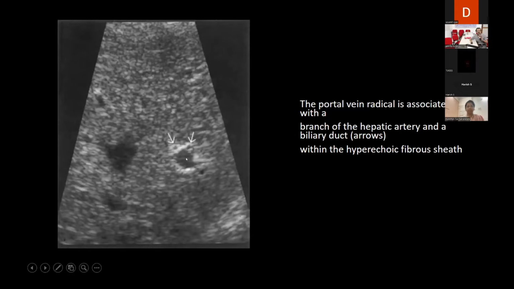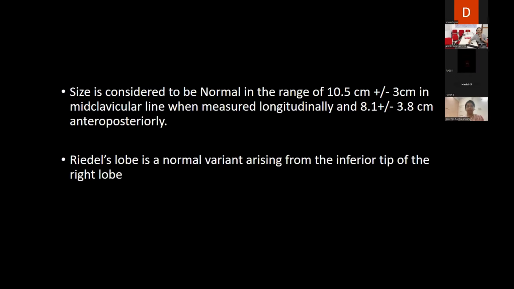So the portal vein is invested by the Glissonian sheath. Unlike that, the hepatic veins are not invested by any tissue. So their walls are imperceptible and merge with the echogenic hepatic parenchyma. The size of the liver, as you know, is anywhere between 10.5 plus minus 3 centimeter in the mid-clavicular line. And the anterior superior measurement would be around 8.1 plus minus 3.8.